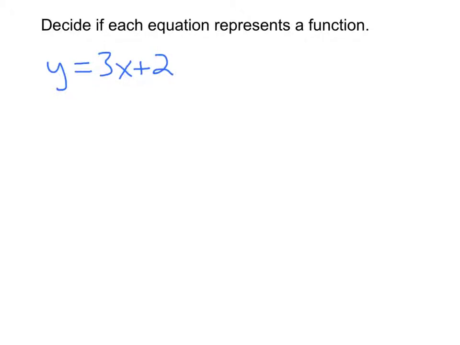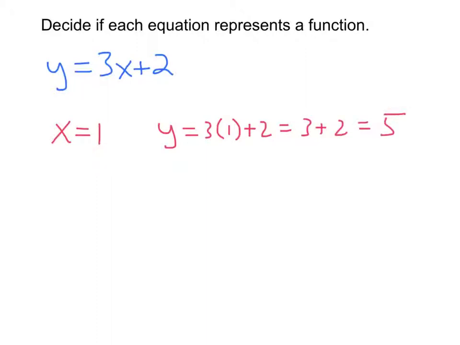Now let's try a different example. Let's take the equation y equals 3x plus 2. Again, the question is, does each input lead to exactly one output? Let's try a couple different inputs. Let's say x was 1. Now if we plug that into our equation, then y would be 3 times 1 plus 2, which would be 3 plus 2, which would be 5. So that did lead to exactly one output. So if x is 1, then the output is 5, and that's exactly 1.